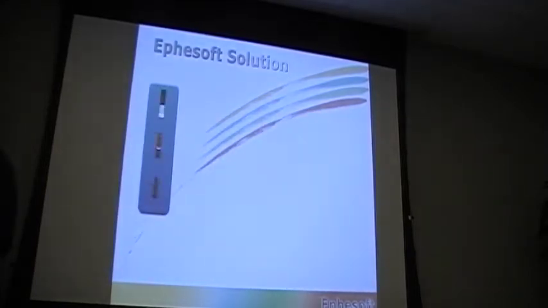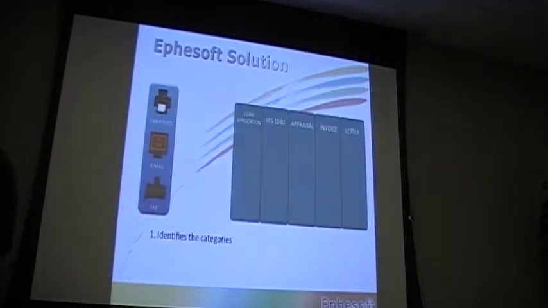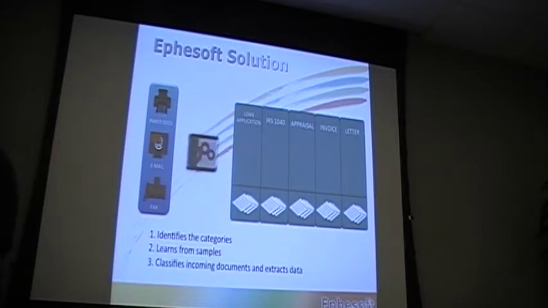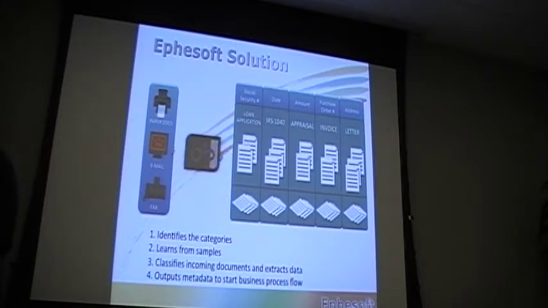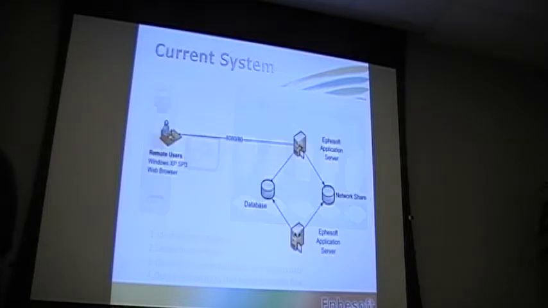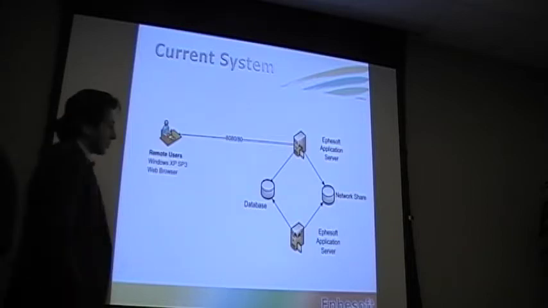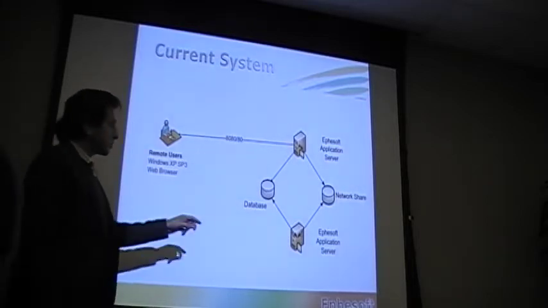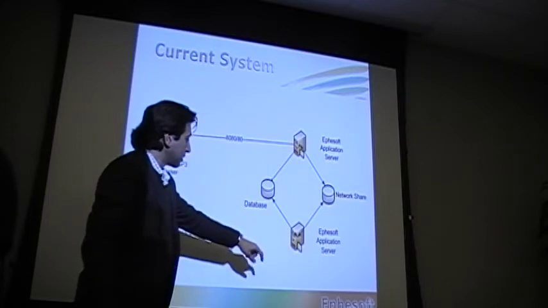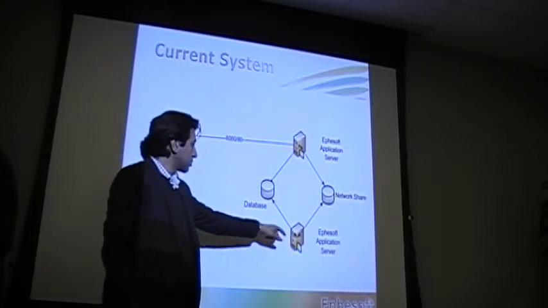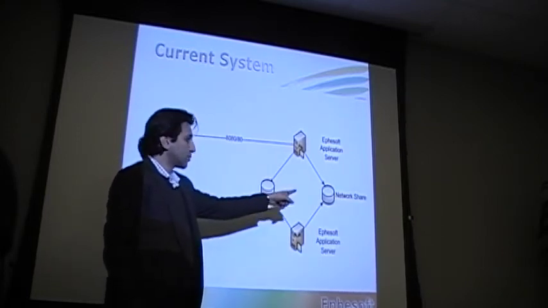So this was it. We classify documents, give samples, and then everything's classified and extracted. So this is similar to what we have right now. So if I come here, we have two servers, this one and this one. And one of the servers hosts the database and the network share.